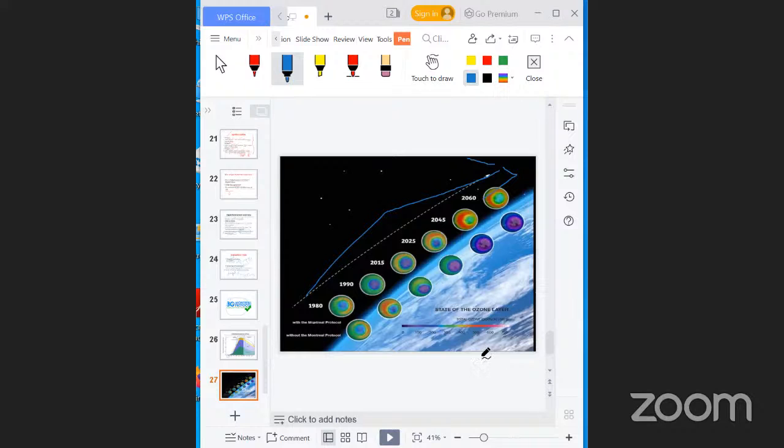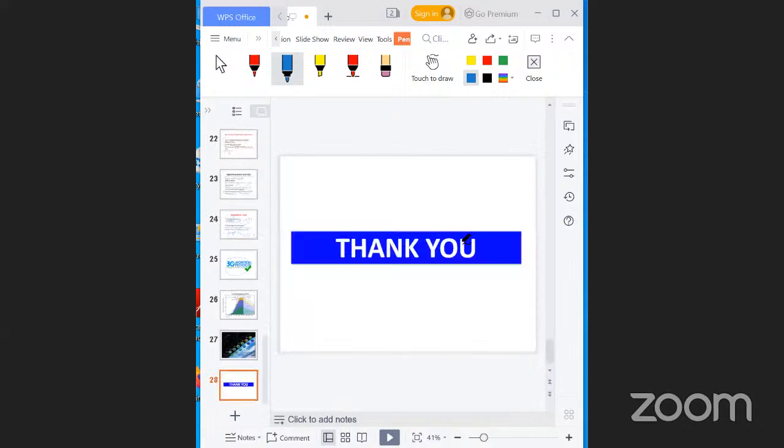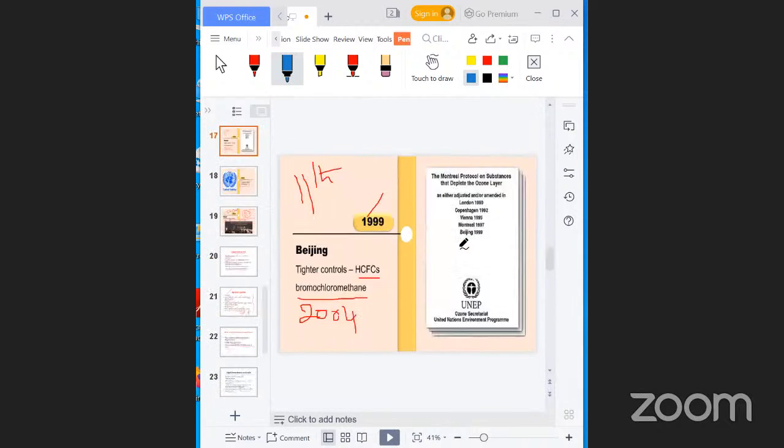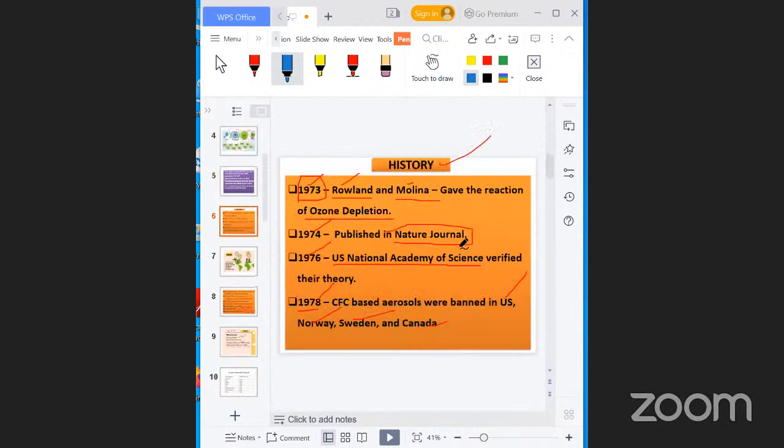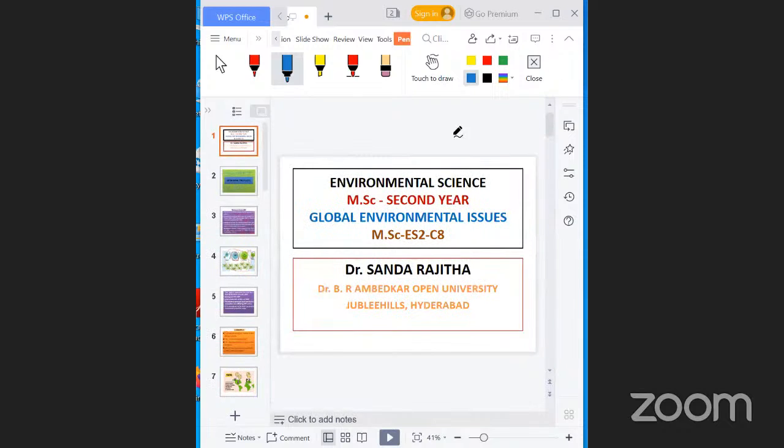So this phase down is expected to avoid a global average temperature rise of up to 0.5 degrees Celsius between 2050 and 2100, right? So this is the Montreal Protocol and ozone depleting substances. So this is an important question in the examination, right?